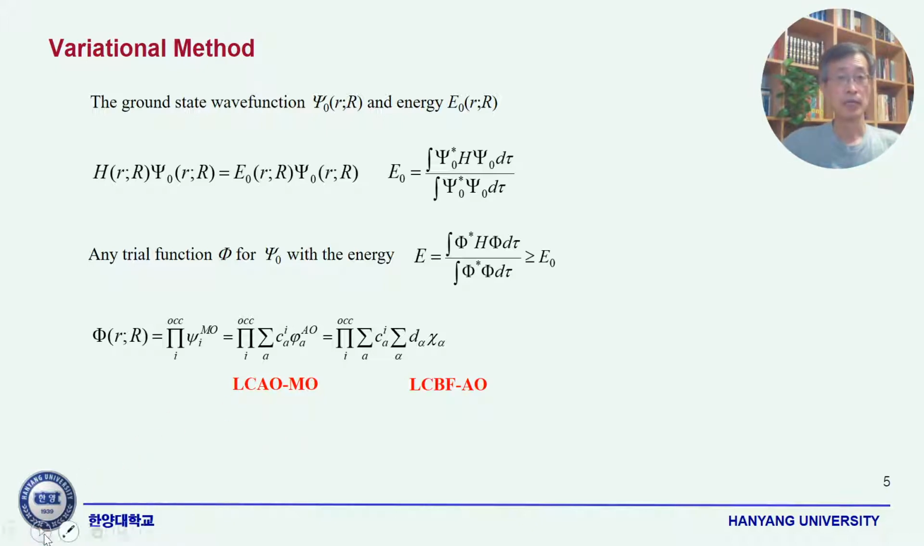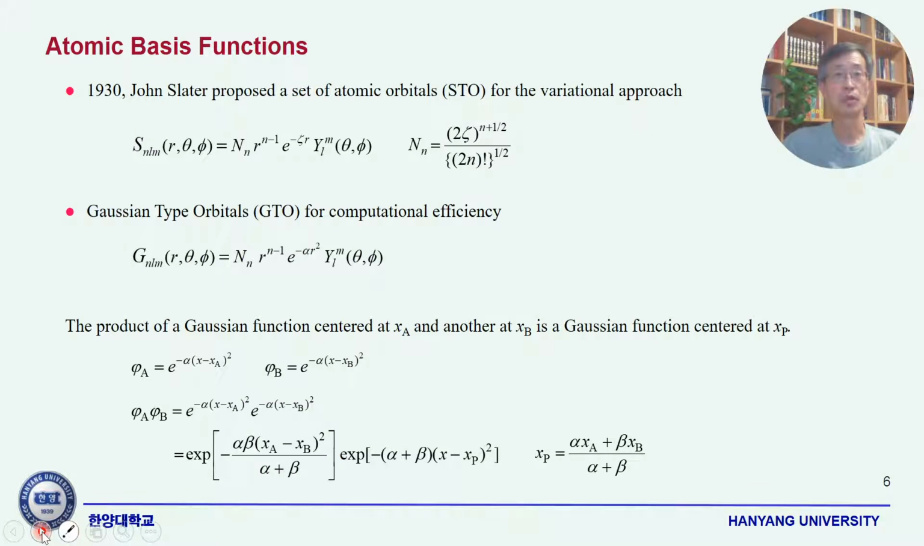Okay, so the next step is to do, before we do that, we'll just describe what the basis functions are, or how they were developed. In 1930, John Slater proposed a set of atomic orbitals. Now we call that the Slater type orbital because it just looked like the hydrogen orbital for hydrogen-like atoms.